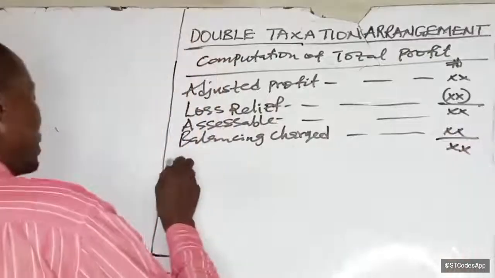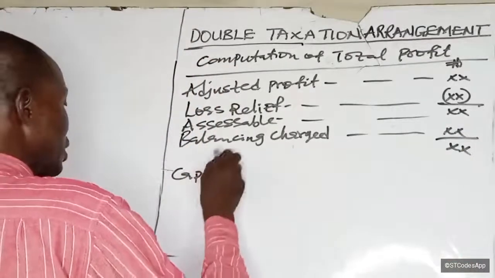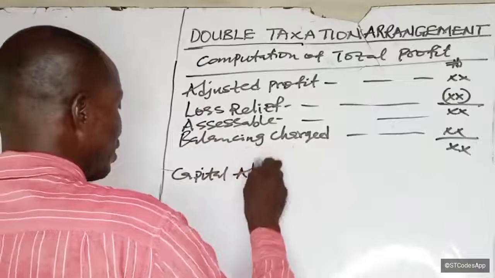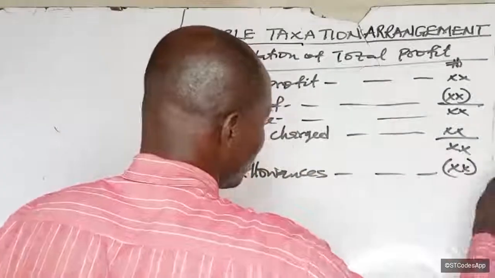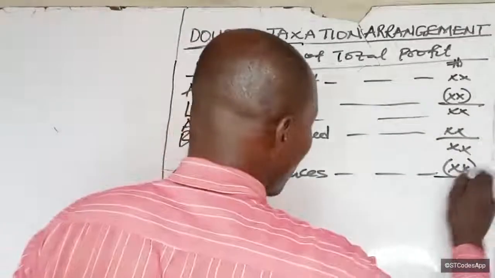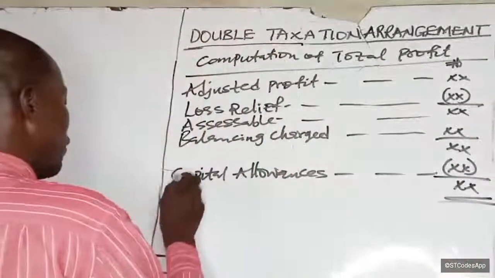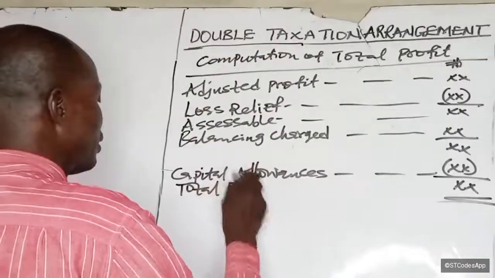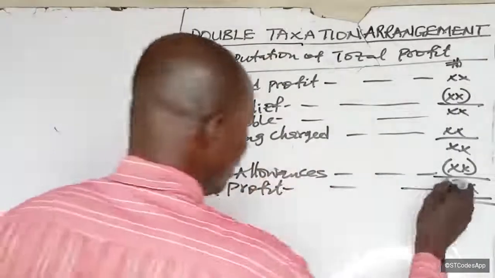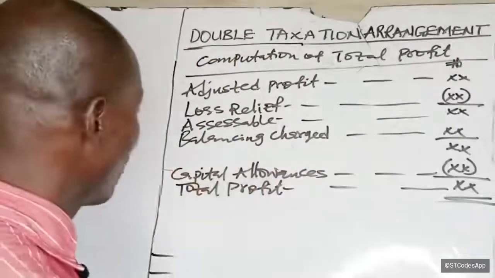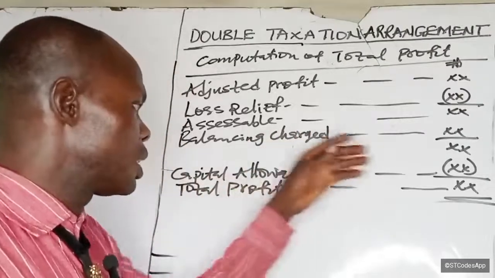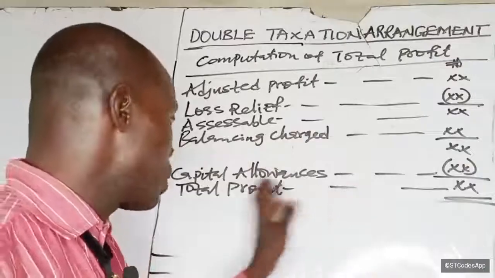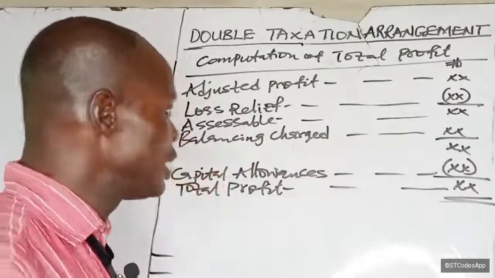You deduct capital allowances, which comprise initial allowance and annual allowances. So after all these adjustments, you arrive at the total profit. And if possible, your capital allowance will be given in the question for the Commonwealth country and for Nigerian operations as well. So that will be provided in the question.